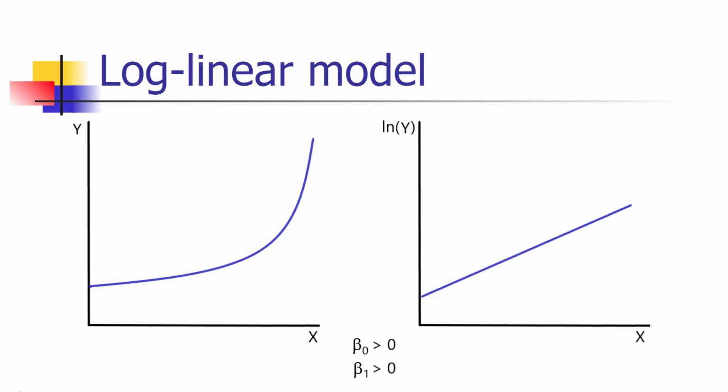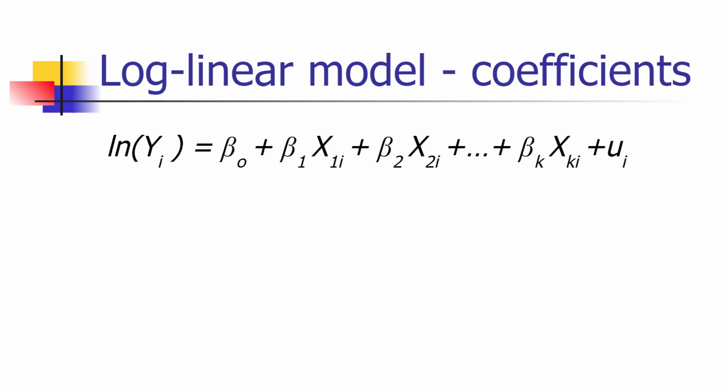A log linear model is one that we tend to see quite a bit more. Assuming that beta 0 and beta 1 are both positive, a log linear model would look something like the relationship on the left. And if we graph the relationship between the log of y and the level of x, we'd expect to see a linear relationship. A log linear relationship is one where the log appears on only the left-hand side of the equation, and we see this in very many applications.